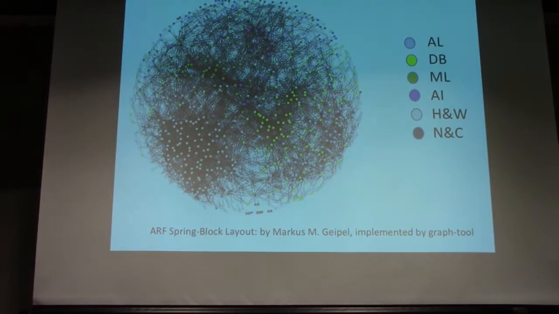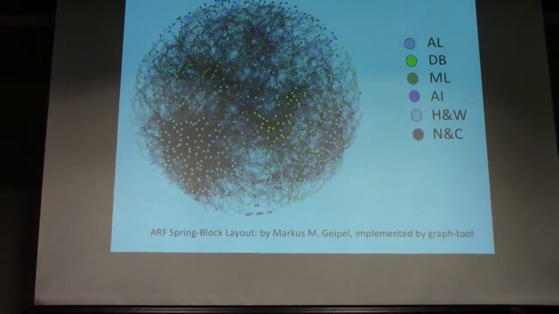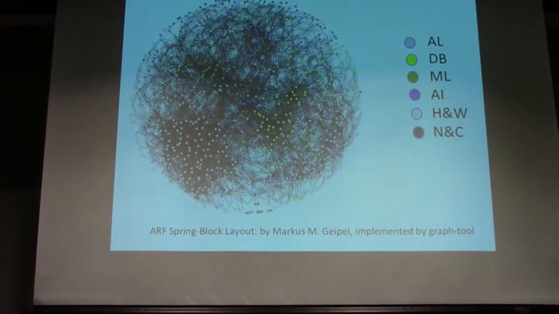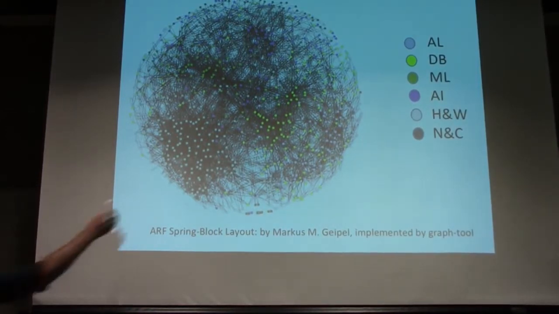So this is just consisting of 809 nodes. And right here, because AI is the light blue, it's hard to tell actually. So AI is somewhere here.